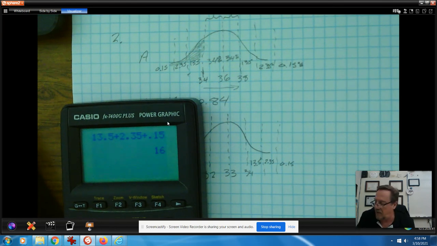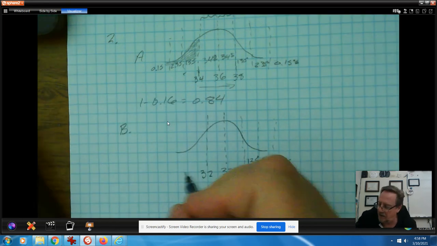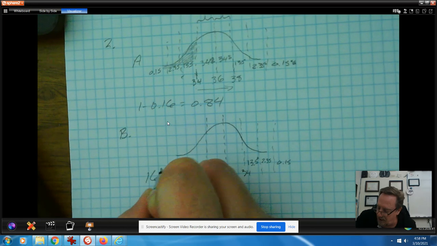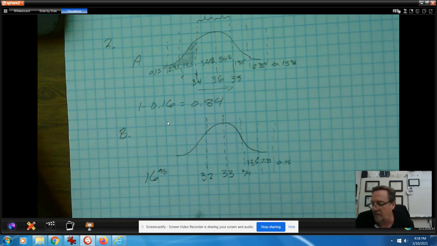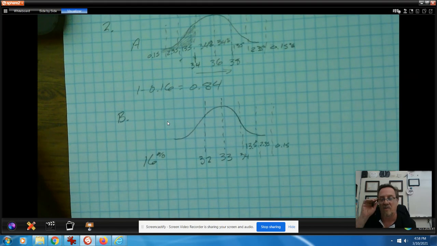And you tally those up and you get 16. So what that says is that 16% of your vehicles that are vehicles B actually got 34 or should get 34 miles per gallon or better.